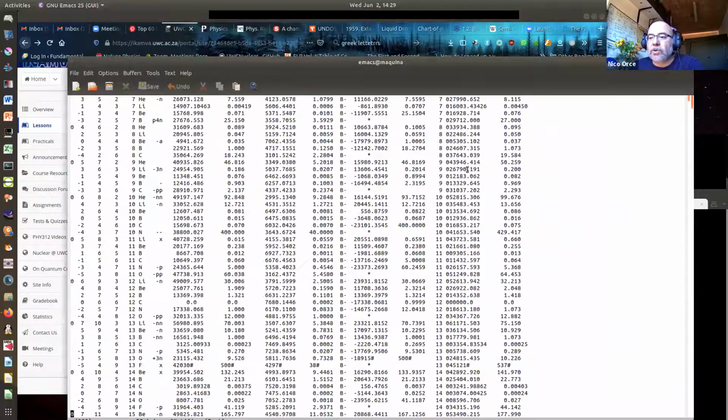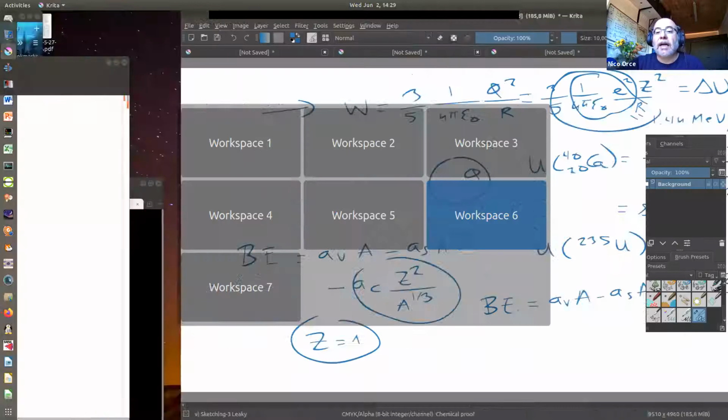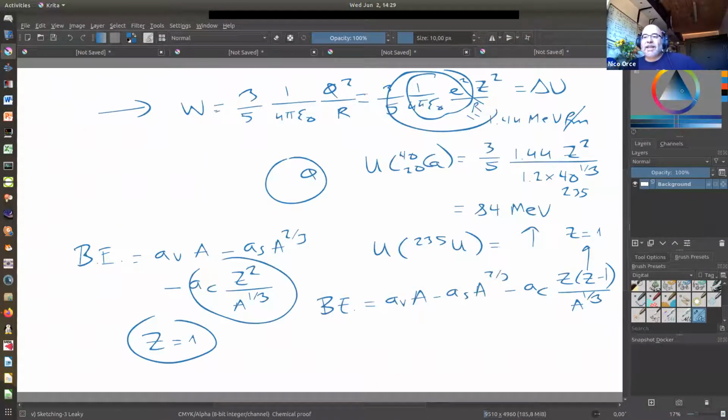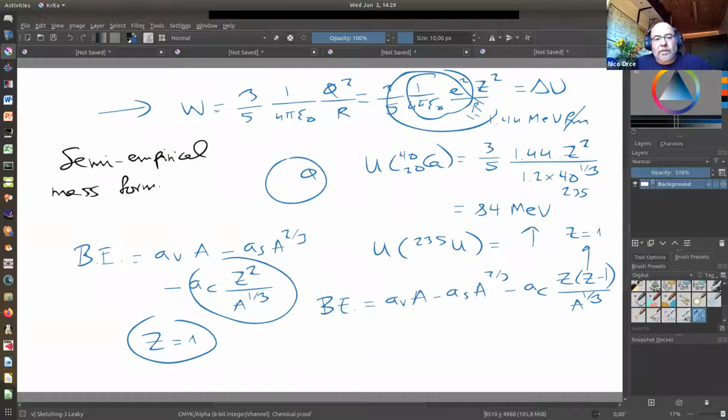And we're going to do some calculations and explain a little bit more on the Bethe-Weizsäcker or semi-empirical mass formula. Okay, I'll give you a couple of minutes to download those files. So go ahead.